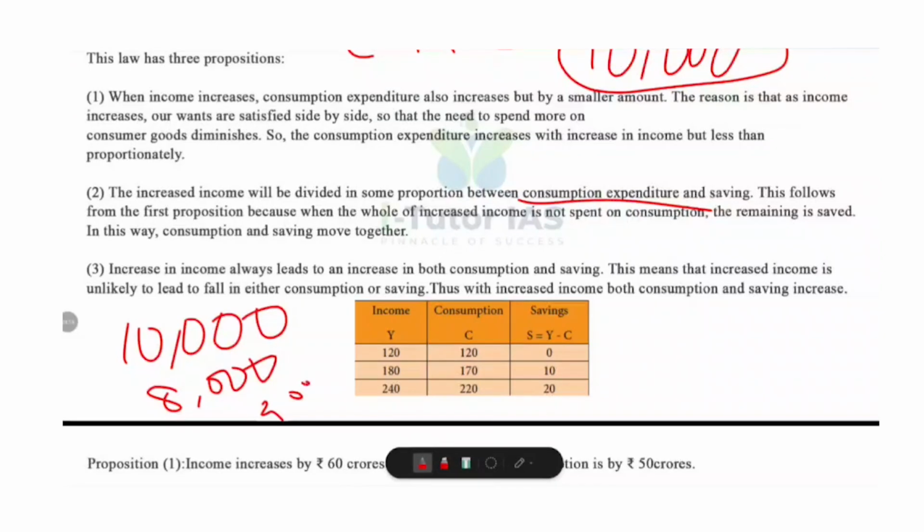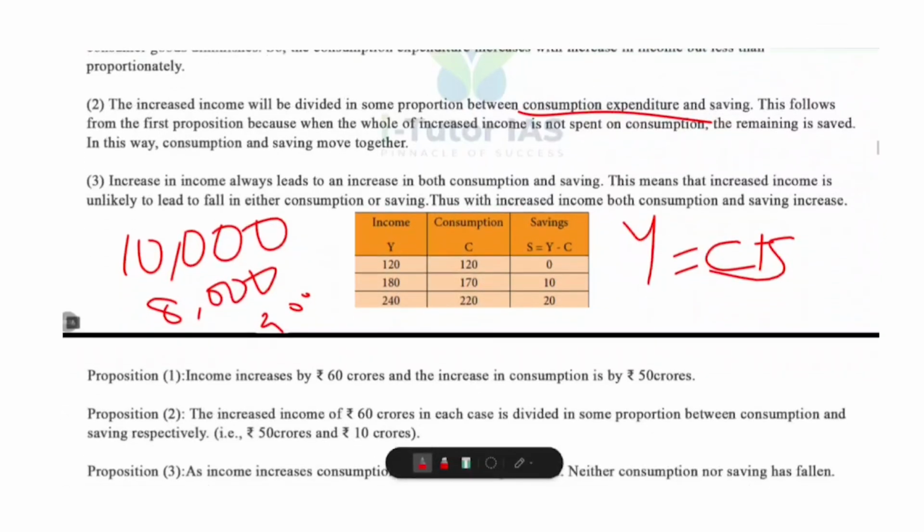So both consumption and saving rise together. Why? Because we know that income is equal to consumption plus savings, or income is shared between the two. Every rupee earned must either be spent or saved. So there is no third option. And what is the third proposition?